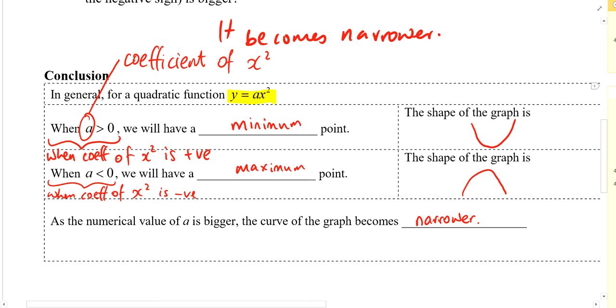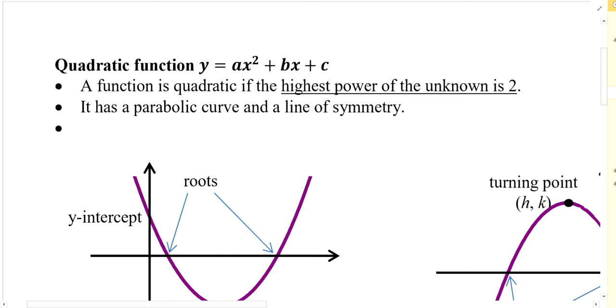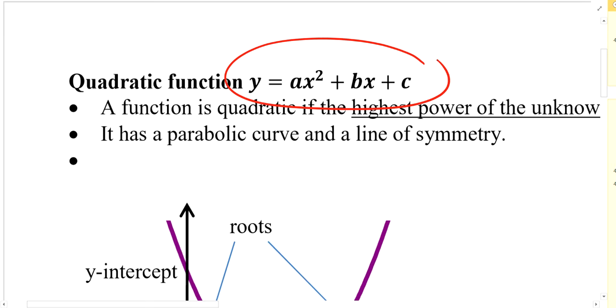Okay, so let's move on to the next page. Now we have the quadratic function y equals ax squared plus bx plus c. All this means is that it's just a way of writing. a, b, and c are constants.